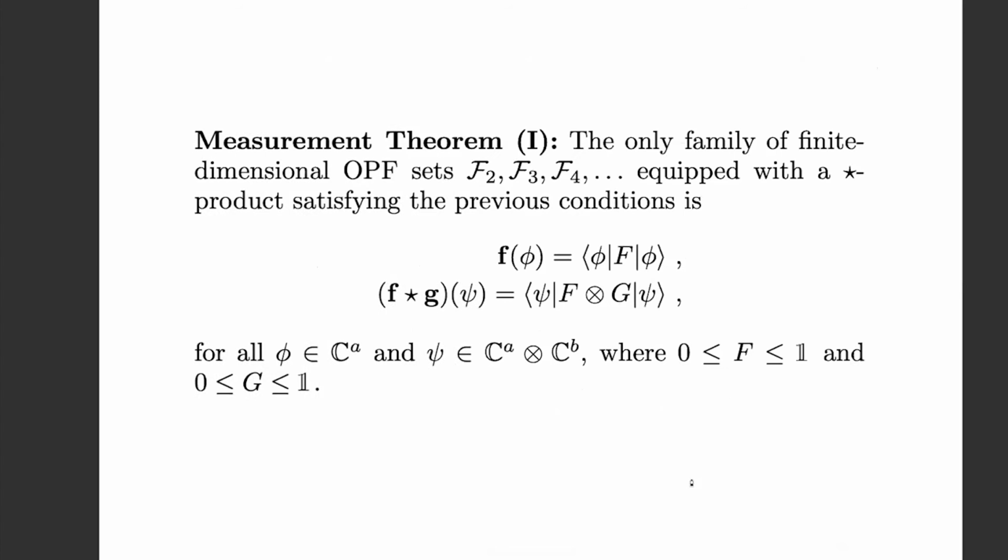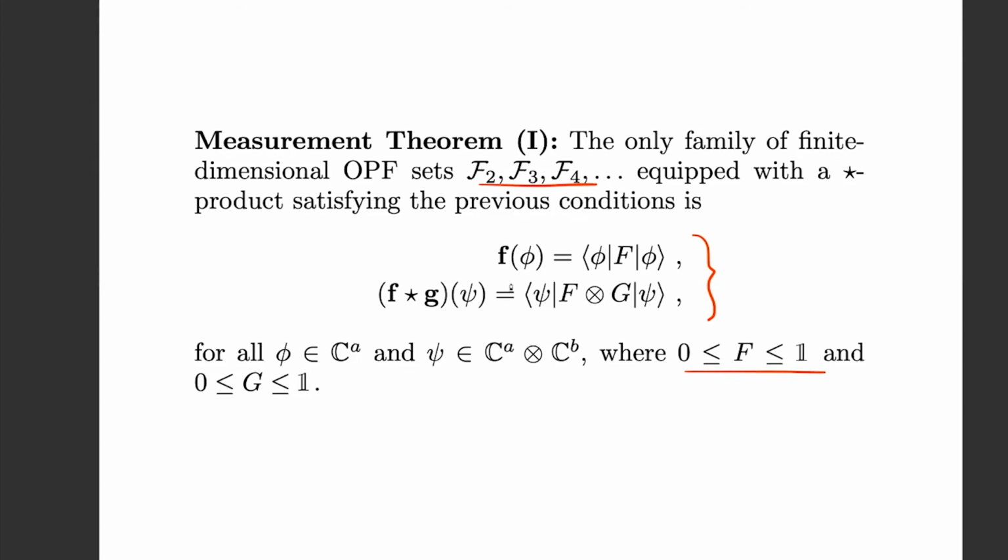It states the following: the only family of finite dimensional sets of outcome probability functions, one for each Hilbert space dimension (here it's only finite dimensions), equipped with a star product satisfying the previous conditions, all the ones that I wrote before, can only be the standard quantum one. So measurements are POVM elements.